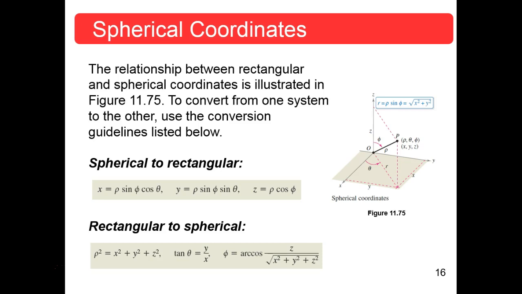Now your phi, oh man, this angle phi is the arc cosine of the z over the rho. And the rho is the square root of x squared plus y squared plus z squared. So if you want to go from rectangular to spherical, you don't want to say rho here, you say square root of x squared plus y squared plus z squared.